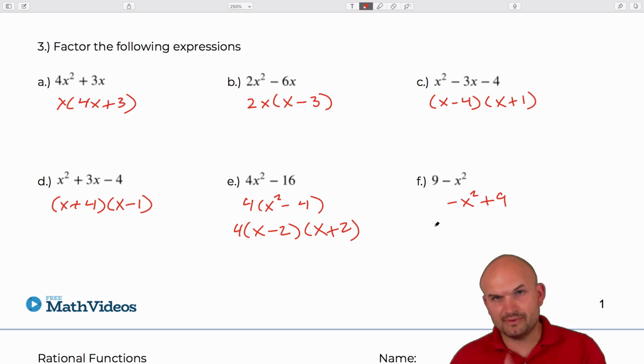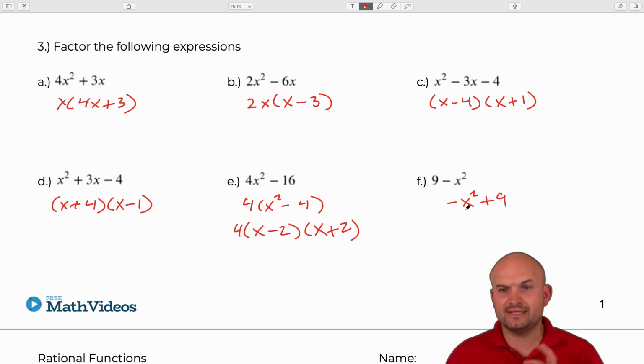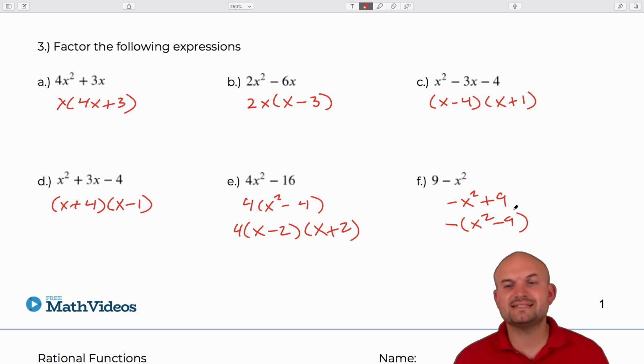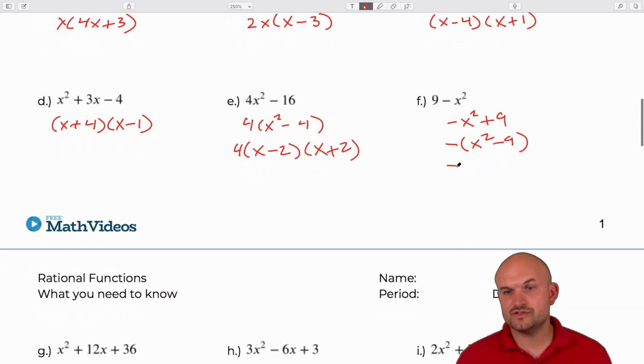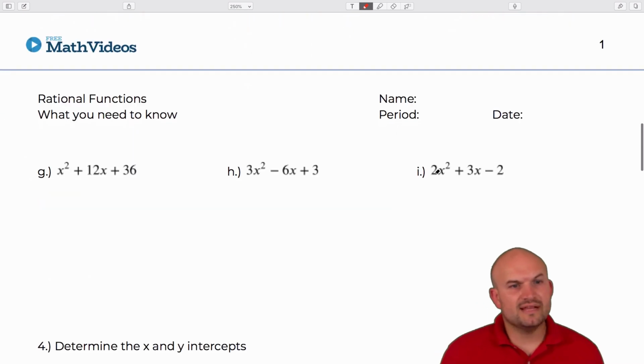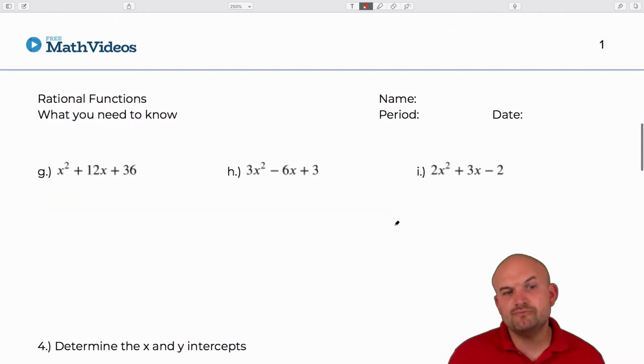When we're factoring, typically it's easier to factor when the first term is a positive 1. So therefore, I'm going to want to factor out a negative 1 technically. That's going to give me a positive x squared minus 9. Now I see this as a difference of two squares. So this would be an x minus 3 times x plus 3. And there you go.